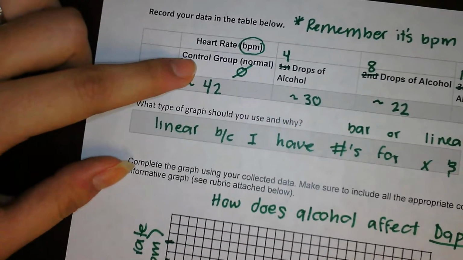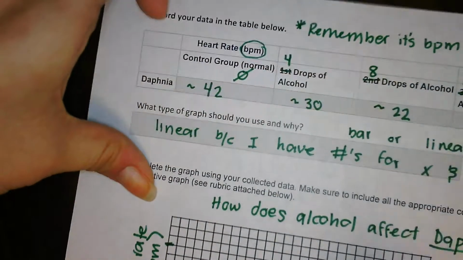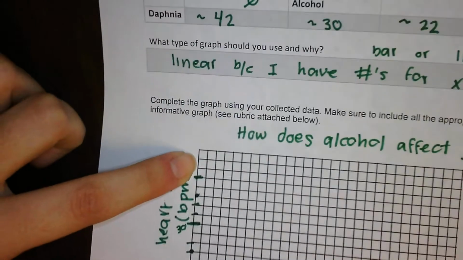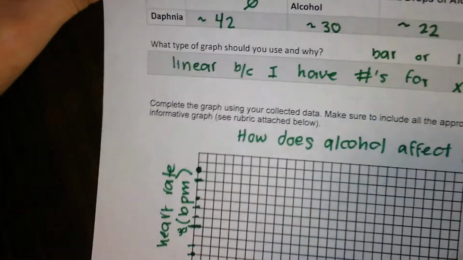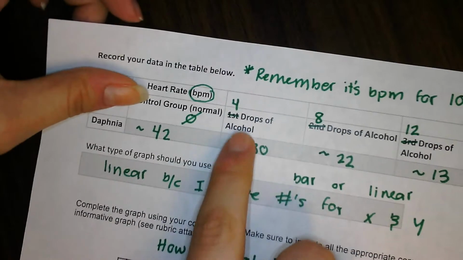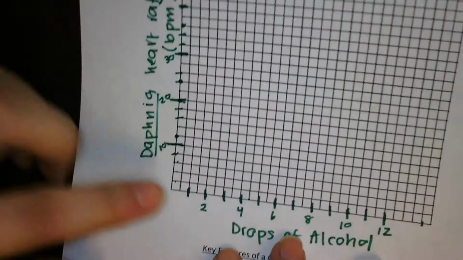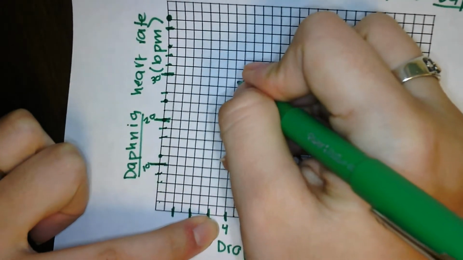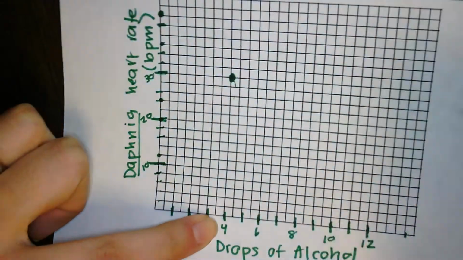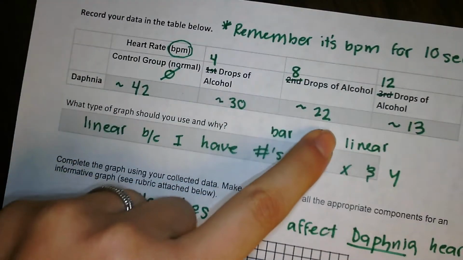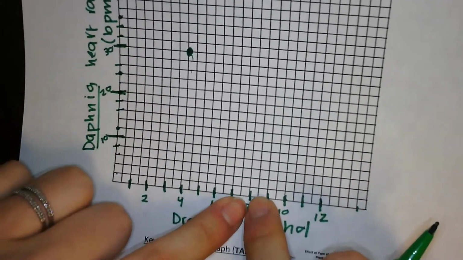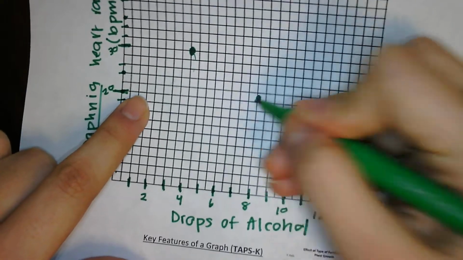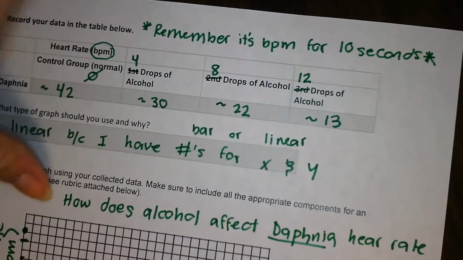So for my control group, when I had 0 drops, I had about 42 beats per minute. So at 0 drops of alcohol, I had about 42 beats per minute, which is about right there. At about 4 drops of alcohol, I had 30. So 4 drops of alcohol, I had, boop, boop, boop, connecting. Did I do it right? Here, 30. At 8 drops, I had 22. So 8 drops, I had about 22 right there. And lastly, 12 drops, I had about 13.